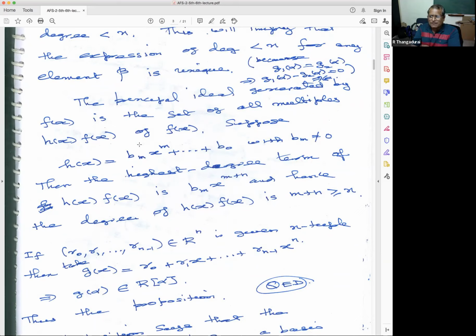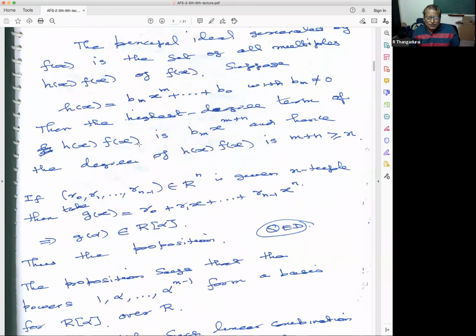So if h of x is b_m x^m plus etc. plus b_0, where b_m is the leading coefficient, which is non-zero, then the highest degree term of the product h of x and f of x is b_m times x^(m+n), because f of x has leading term 1, as it is monic. So the highest term in the product is b_m only, since it is non-zero, and m plus n is greater than or equal to n. So the degree of the product is always greater than or equal to n. Nothing of degree less than n will be inside the ideal generated by f of x.